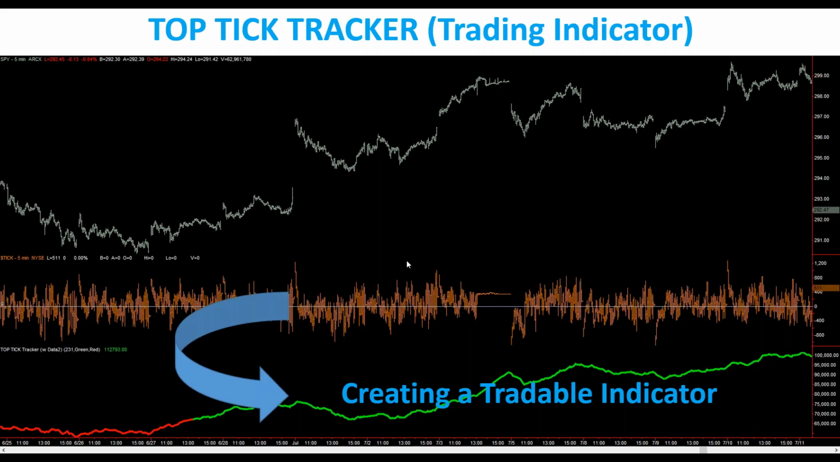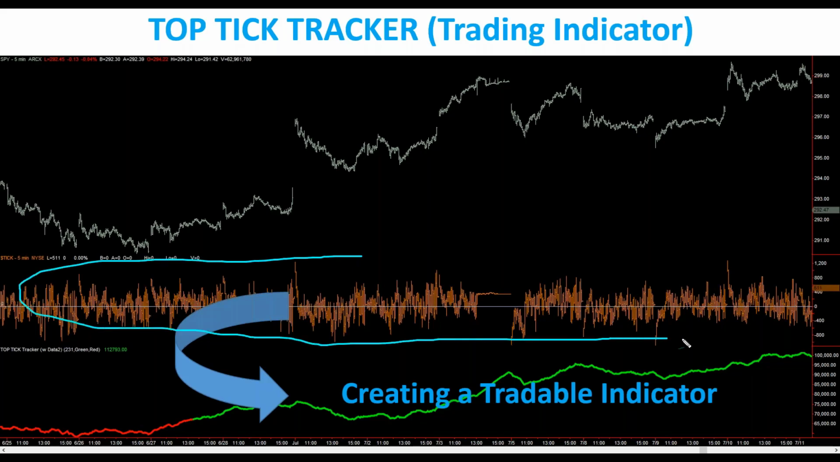So here's the NYSE tick. It's this orange middle indicator. If you're like me, I look at this and say, okay, I could probably see stronger buying shorter term, and maybe that can help me buy intraday, or I can see stronger selling. So what I did is I took this information and translated it into the bottom indicator and created what I call a top tick tracker.